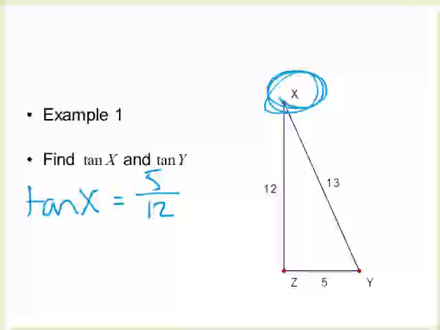Then it says find the tangent of y. So the tangent of y, what is opposite of the y? And what's next to the y that's not the hypotenuse? 5. Okay, so we just set up fractions, always doing opposite over adjacent. We're not using the hypotenuse today. We will use the hypotenuse as we learn about the other two trig functions later.